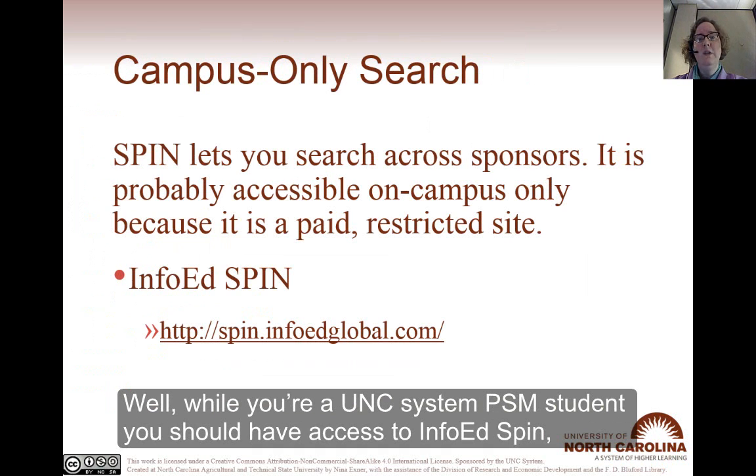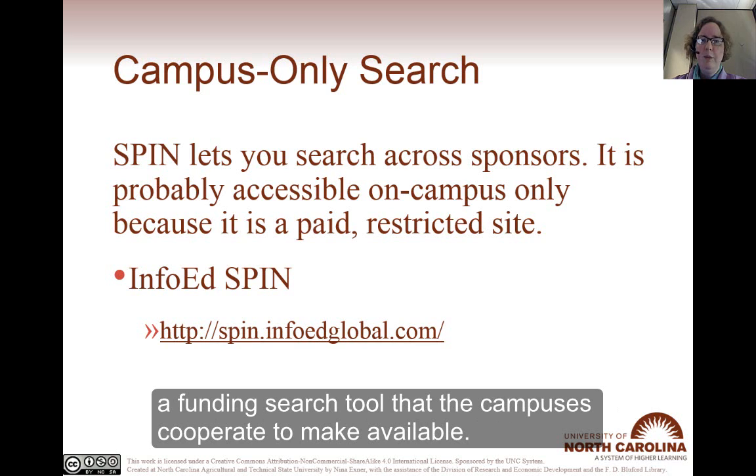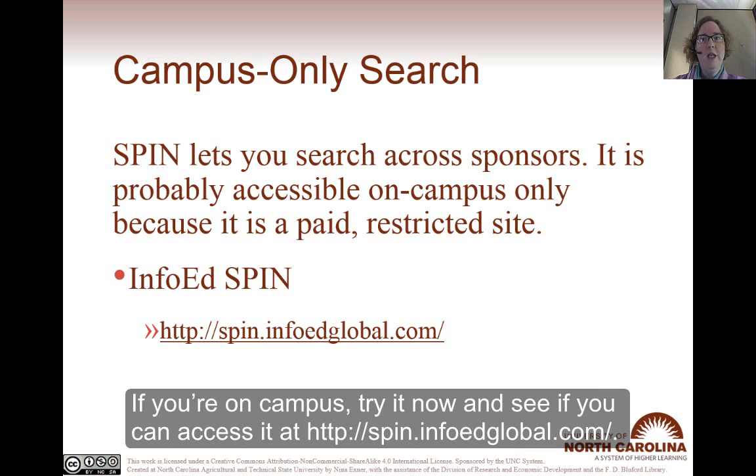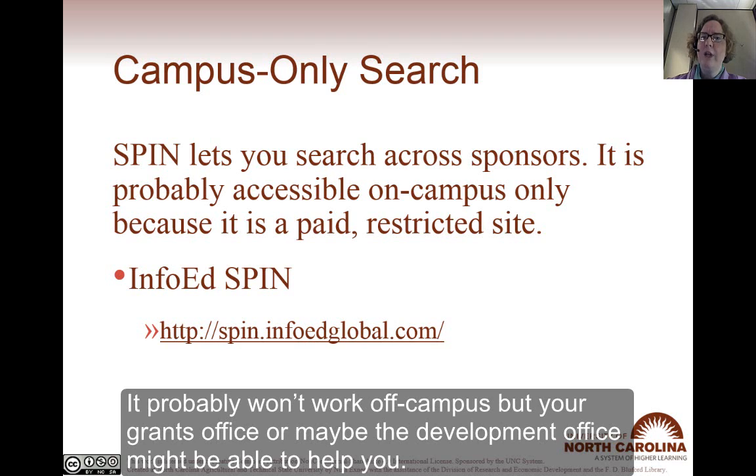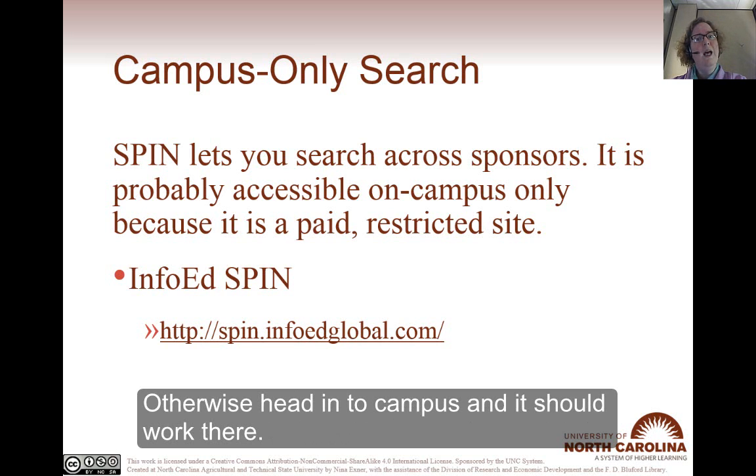Well, while you're a UNC System PSM student, you should have access to InfoEd SPIN, a funding search tool that the campuses cooperate to make available through their sponsored programs office. If you're on campus, try it now and see if you can access it at spin.infoedglobal.com. It probably won't work off campus, but maybe your grants office or development office could help you. Otherwise, head into campus and it should work there.